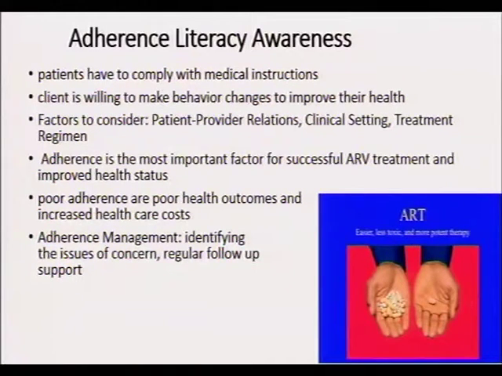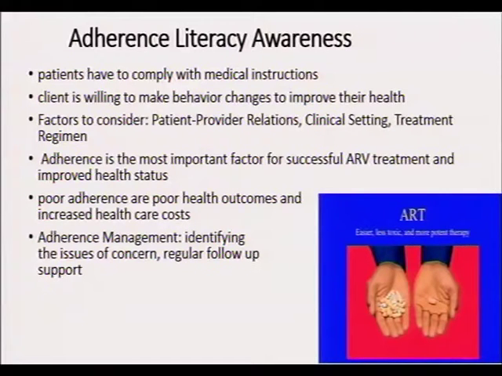So the first thing that happens is you have to have knowledge about ARV. Secondly, you have to make a choice. And thirdly, you have to make a change with regard to your behavior. You need to live a healthy behavior. So when it comes to adherence to ARV, you have to look at certain aspects. The first is your relationship with your health service provider, and of course also the treatment that you are put on, and the clinical setting where you are getting your counseling.